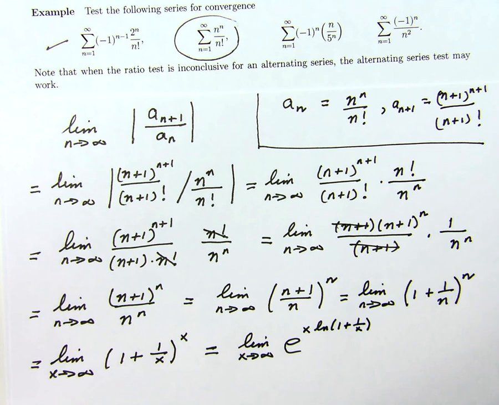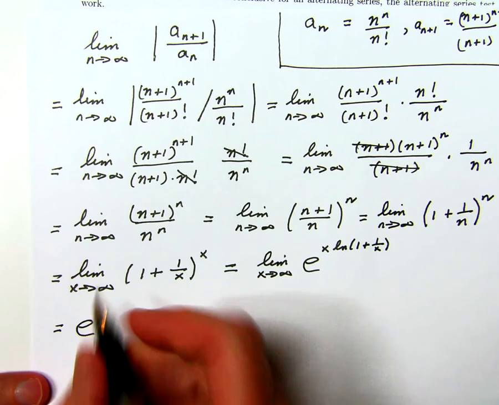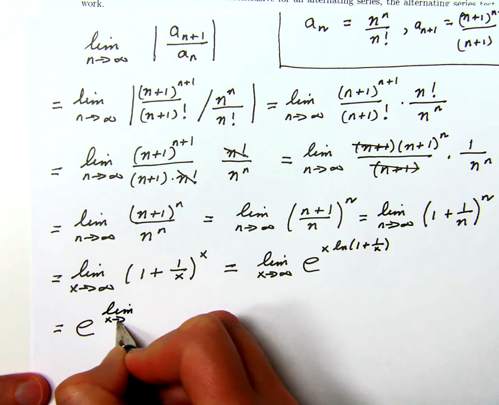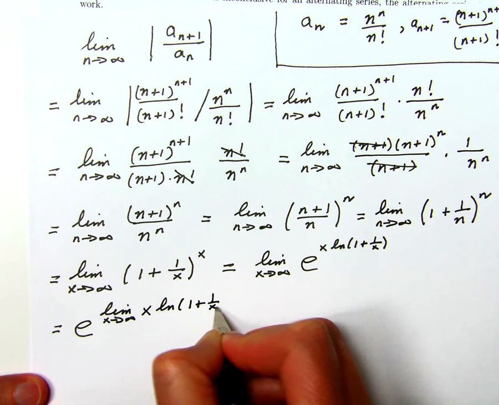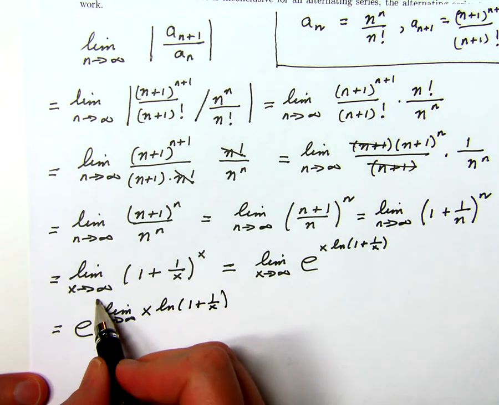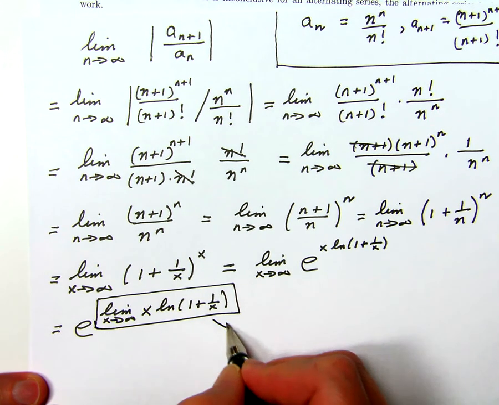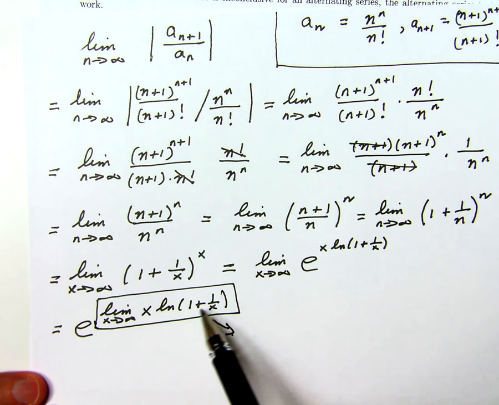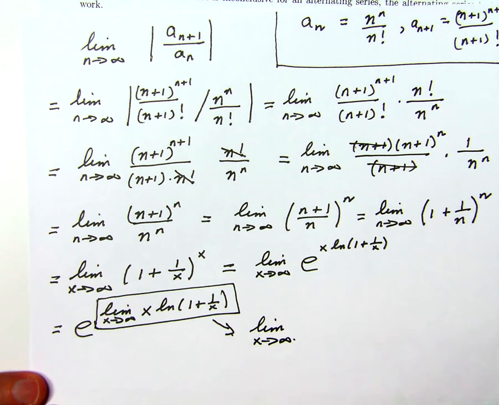Now, e is continuous, so the limit as x goes to infinity of e to the power of this thing is e to the power of the limit, if that limit exists. And so that's e to the limit as x goes to infinity of x times ln(1 + 1/x). Now note this power of e is indeterminate, and I'm going to look at that on its own. The x goes to infinity, and 1 plus 1 over x goes to 1, so this goes to infinity times 0, which is indeterminate.